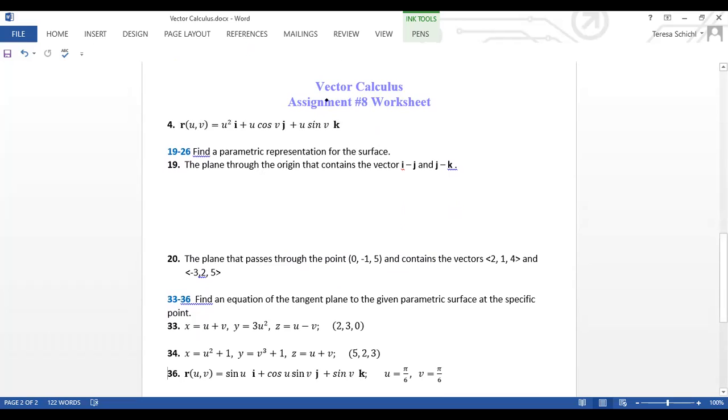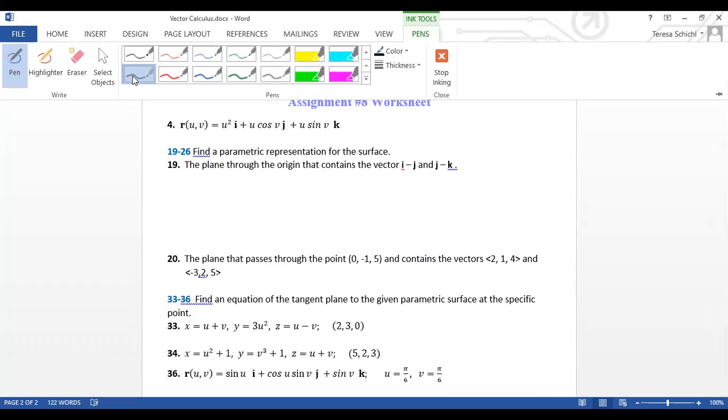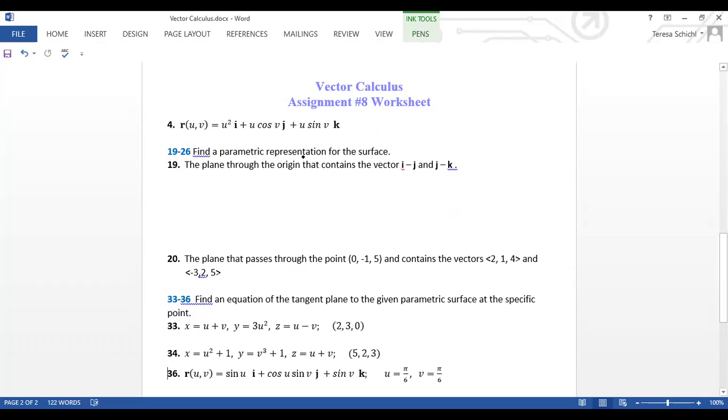Number 19 says find the parametric representation of the surface. So they give you a surface, and now they want you to find a parametric equation. So this is a plane and it goes through the origin and contains the vectors i minus j and j minus k. Because it goes through the origin, let's take a look here.